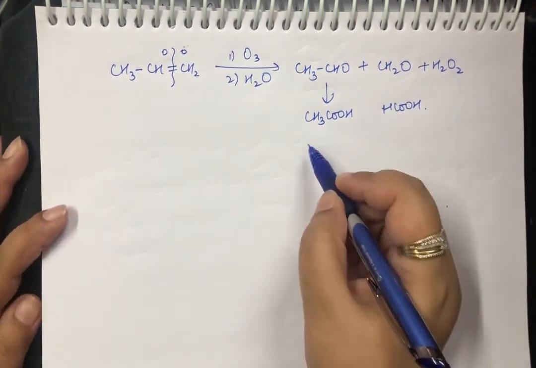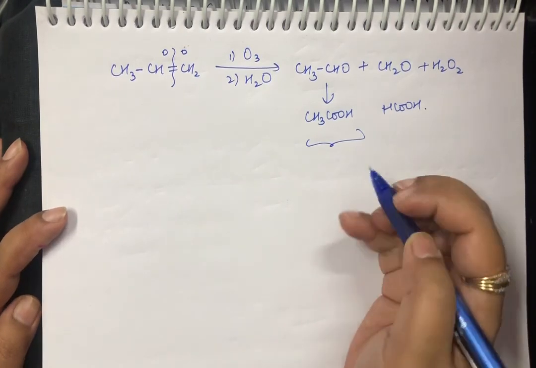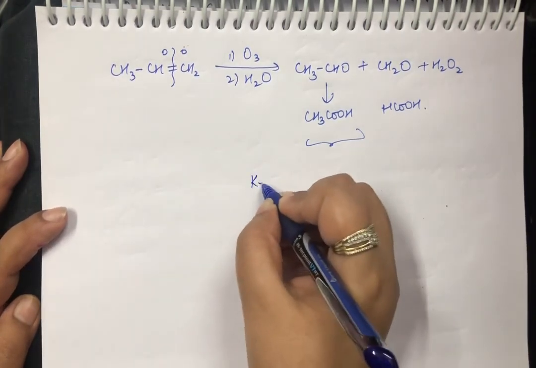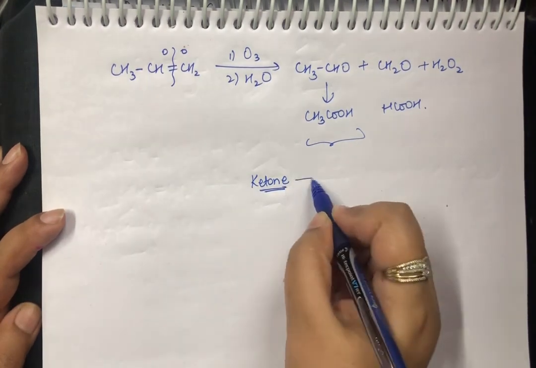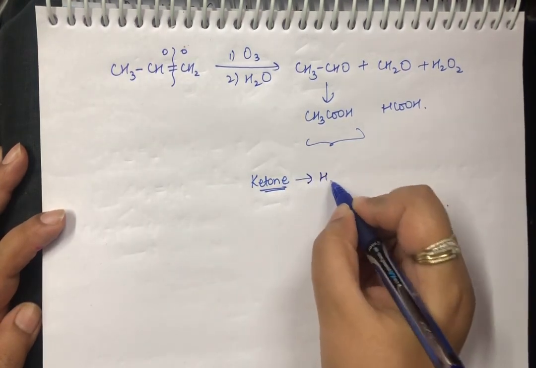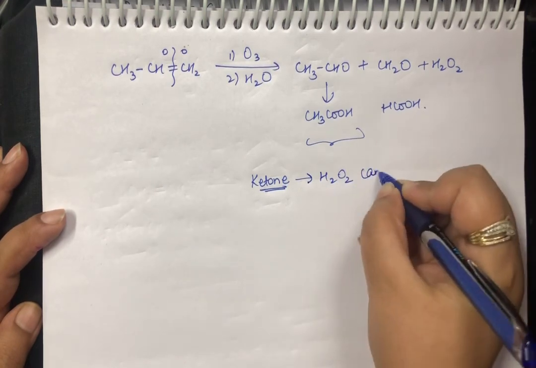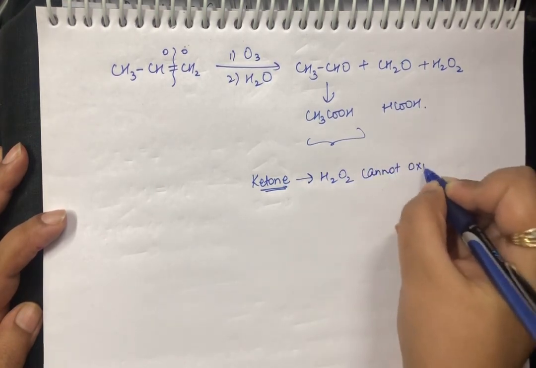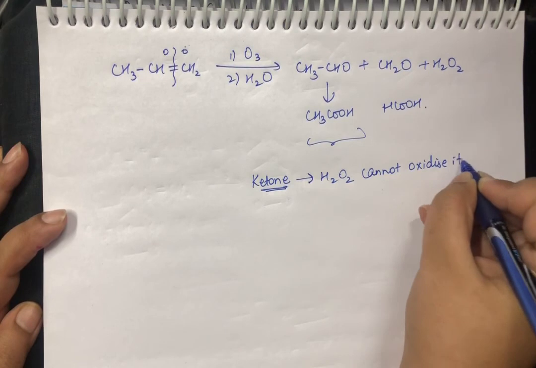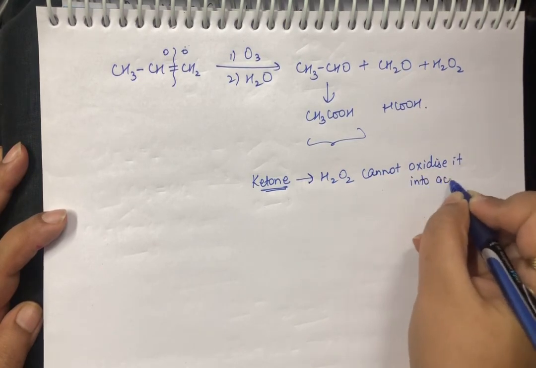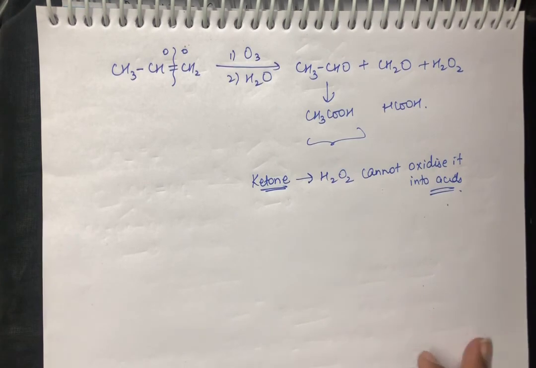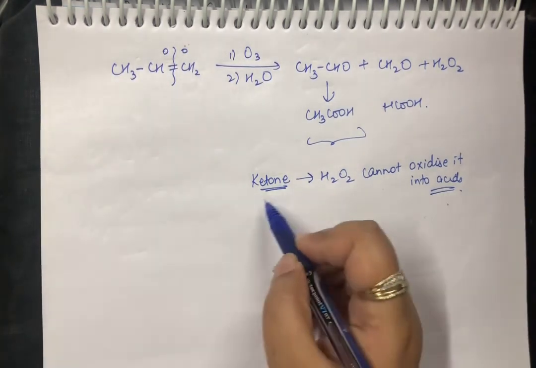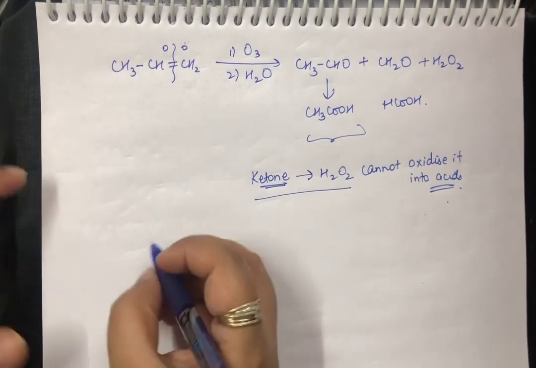What will happen if one of the products is a ketone? Just in case a ketone is formed, then H2O2 cannot oxidize it into corresponding acids. What it will do is break the carbon chain and the lower acids would be produced. That I will take up in another video. Now let's take a few examples.